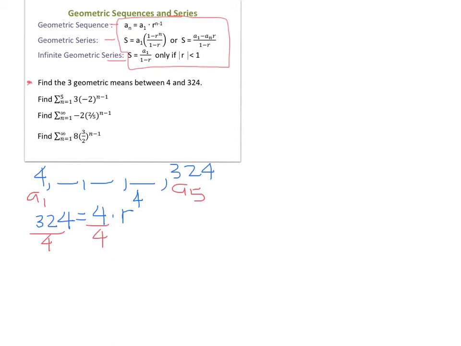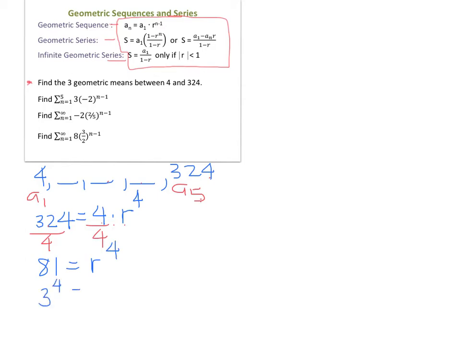So we put out a list. Your a sub 1 is 4, and then you're going to find these three terms, and now your a sub 5 is going to be 324. So we're using our very first formula. We have that 324 equals 4 times r to the n minus 1, n being 5. So 5 minus 1 is 4. And now we need to solve for r so we know what to put in those three missing terms. So I'm going to start by dividing by 4. When you do that, 324 divided by 4 is 81. So we want to know what number, and this is kind of like doing your logarithms, write this with a common base.